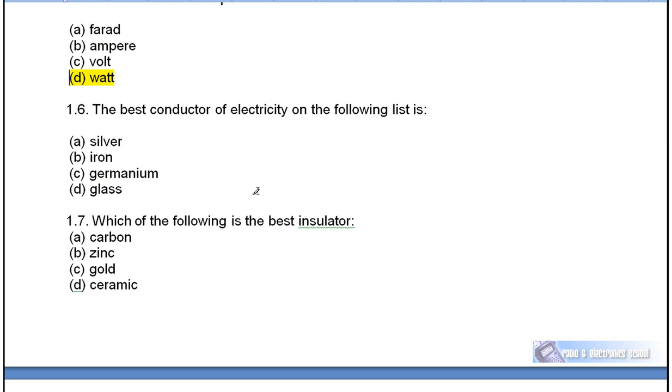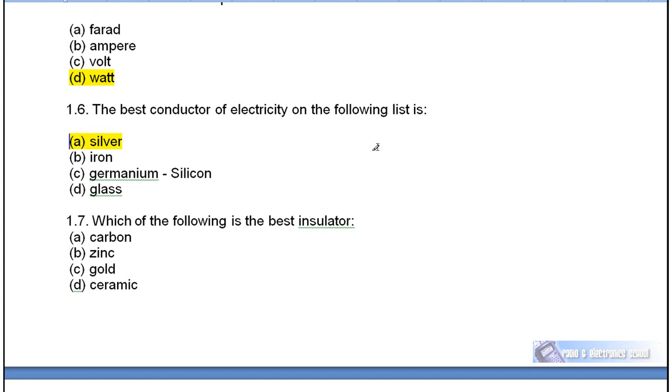The best conductor, 1.6, the best conductor of electricity on the following list is, well, silver's pretty good. Iron's not as good as silver. Germanium is a semiconductor. It's neither a good conductor or a good insulator. And don't forget that the other semiconductor is silicon. You need to know both of those. But certainly the best conductor on that list is glass. Oh, sorry. Best conductor is silver, not glass. Silly boy.